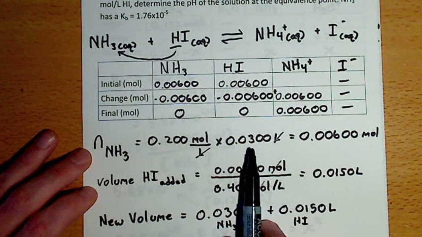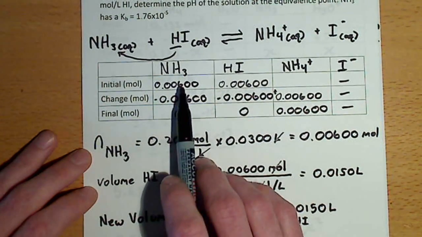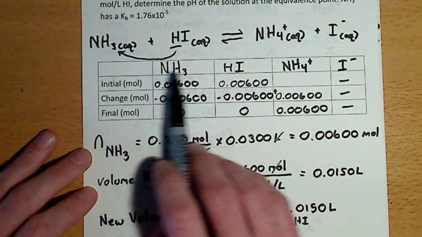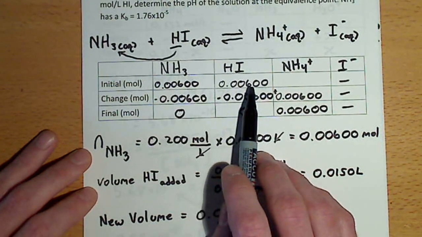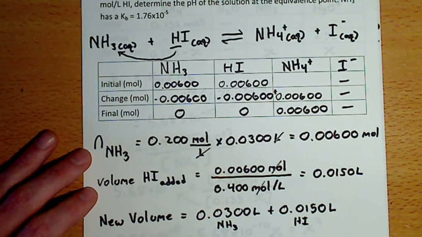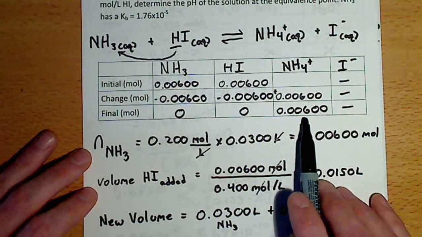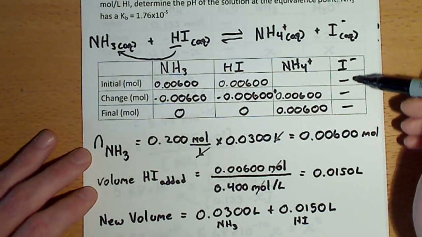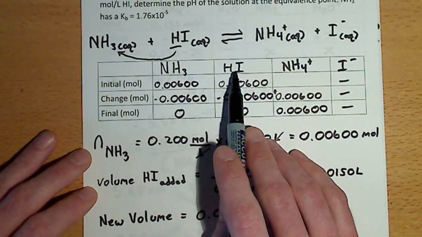Knowing the concentration and volume of ammonia, I was able to solve for the molar amount, which I plugged in as my initial mole value. Because we're at equivalence, and because ammonia and hydroiodic acid react in a 1-to-1 molar ratio, I also needed 0.006 moles of hydroiodic acid, which resulted in the reaction of all of my reactants and the formation of 0.006 moles of my ammonium ion. As I stated earlier, we're going to ignore iodide ion because of the fact that it is a negligible conjugate base of a strong acid.